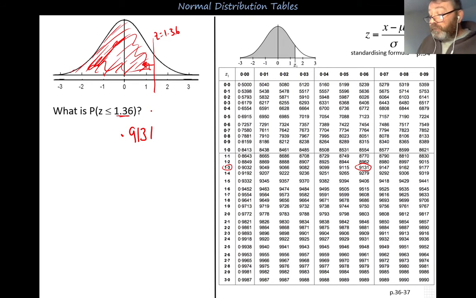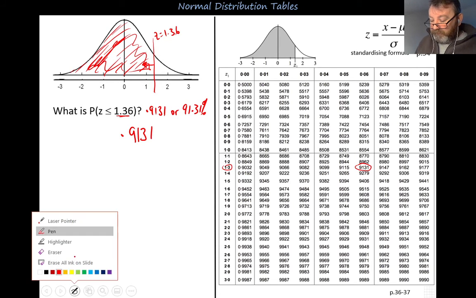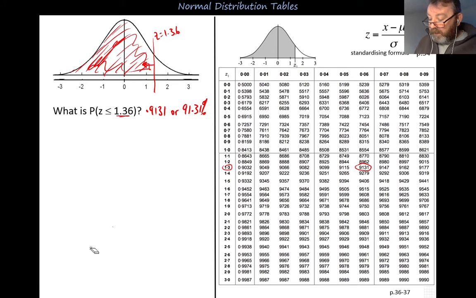Now, you can write it down as 0.9131 if you wish, or you might write it down if you want to also as 91.31%. So in other words, the area that is shaded behind 1.36 Z-score is 91.31% of the entire normal curve. Okay, let me just take that off there. Okay, next one.